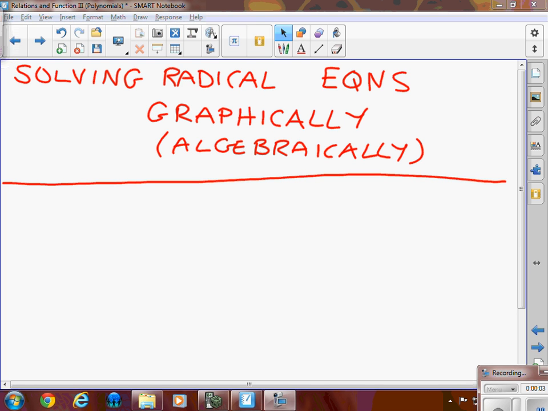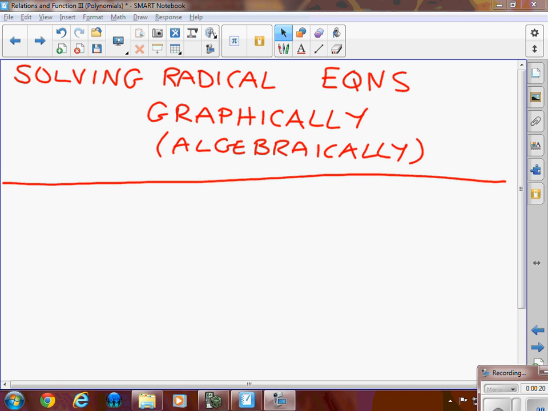Today, we're solving radical equations graphically and algebraically. You've done this all in Math 20-1, the algebraic solutions, and probably some of the graphical solutions. But now we tie it to how the domain's restricted because of the stuff we learned yesterday. It's all going to come together in one big thing.